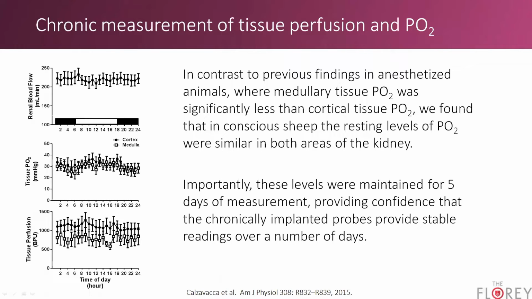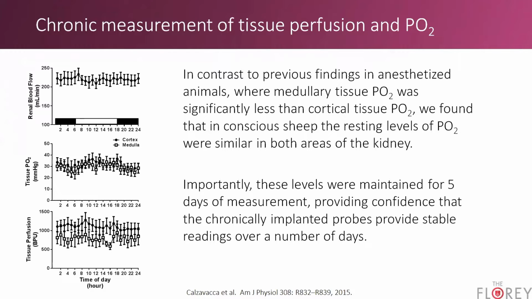So now to move on to some of the experiments we've done. This is really a validation experiment. The top panel shows renal blood flow. The middle panel is tissue oxygenation, and the bottom one is tissue perfusion. And we measured oxygenation and perfusion in both the cortex, as shown by the filled circles, and the medulla, as shown by the open squares. And these are recordings in conscious sheep, 2 to 3 days after implantation of the probes.